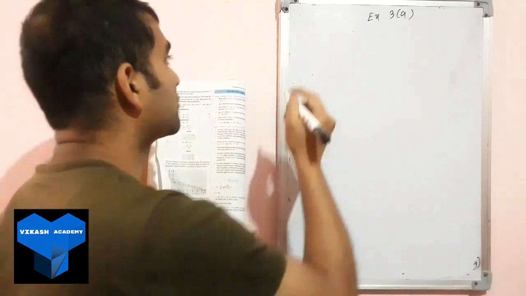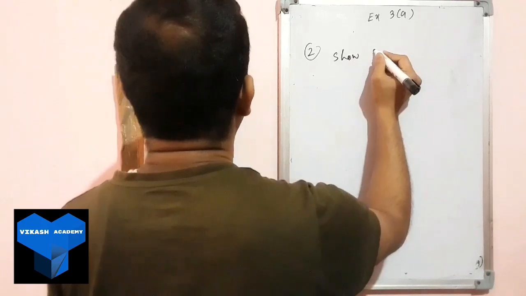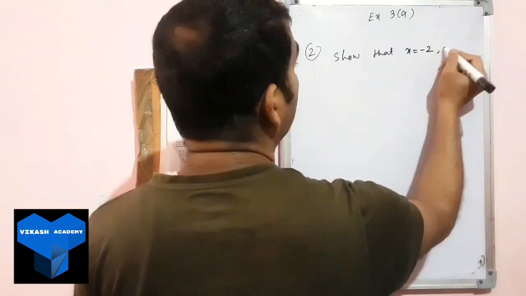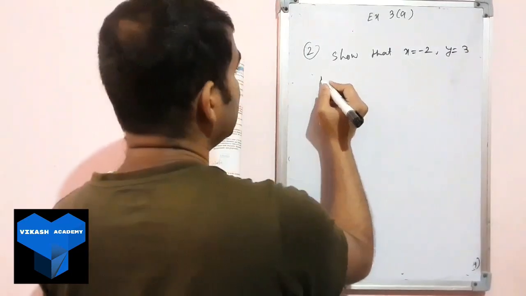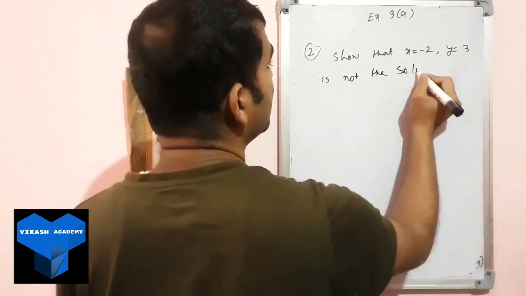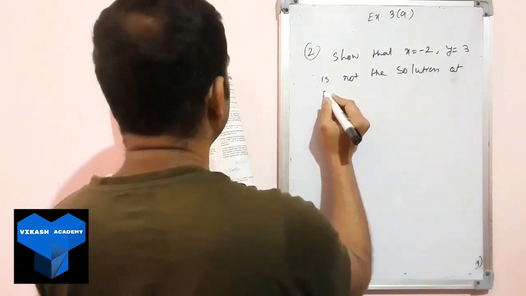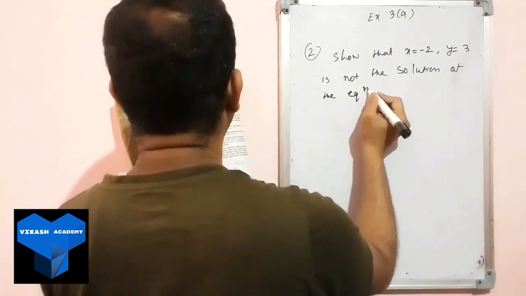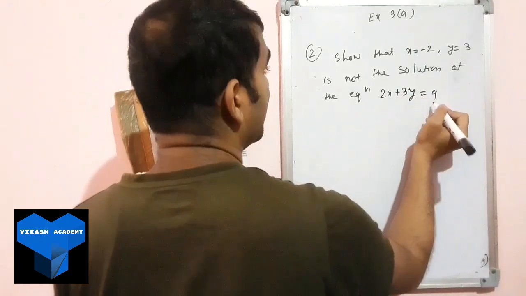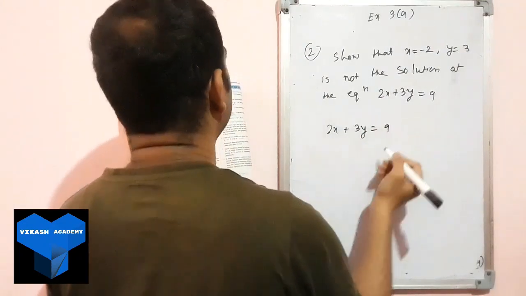So now the next question. It has been asked to show that x equal to minus 2, y equal to 3 is not the solution of the equation. We have the equation here: 2x plus 3y equal to 9. This is the equation. We will put the value.